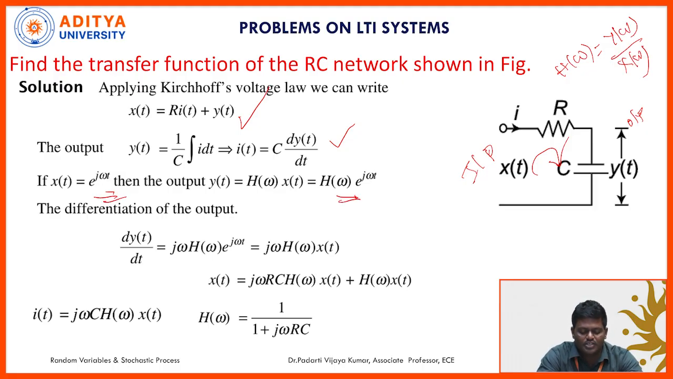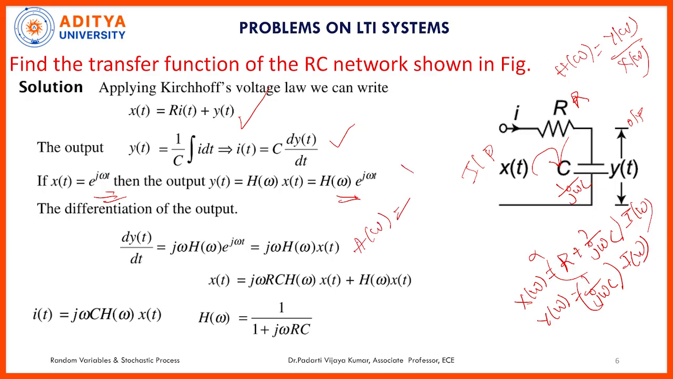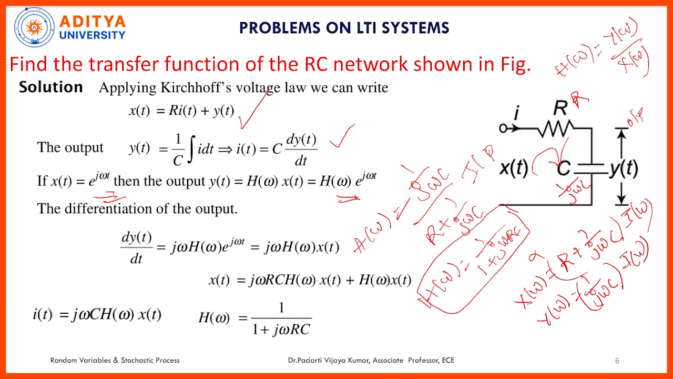So, applying the differentiation, see here, this is R, this is 1 by j omega C. So, x of omega is equal to R plus 1 by j omega C into I, y of omega is equal to 1 by j omega C into I of omega. Now, h of omega is equal to y by x, which is 1 by j omega C by R plus 1 by j omega C. So, the h of omega transfer function is 1 by 1 plus j omega RC. This is the transfer function for an RC network.